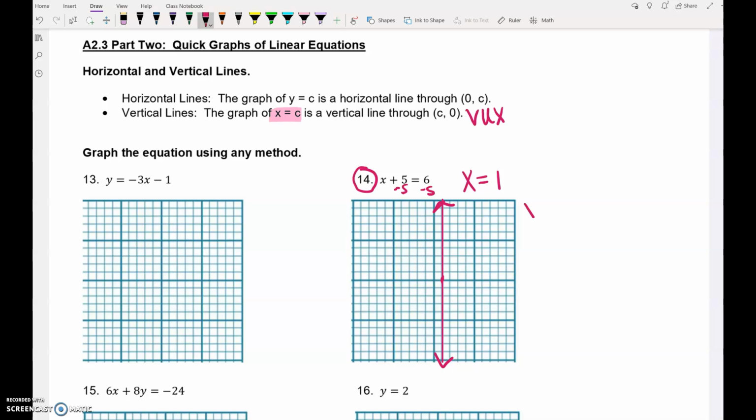Vertical lines have an x-intercept. This one has an x-intercept at (1, 0). There is no y-intercept because that line is parallel to the y-axis. It will never touch, never cross the y-axis, so there is no y-intercept.